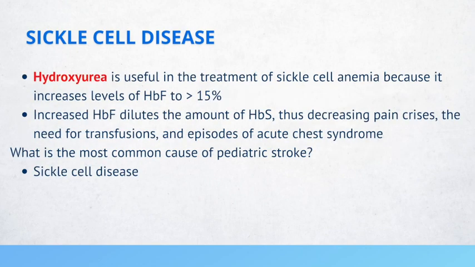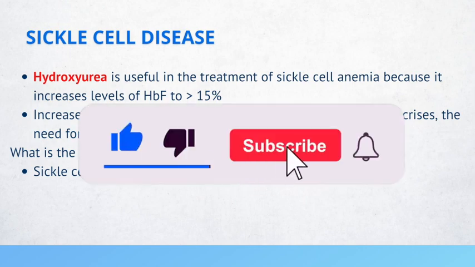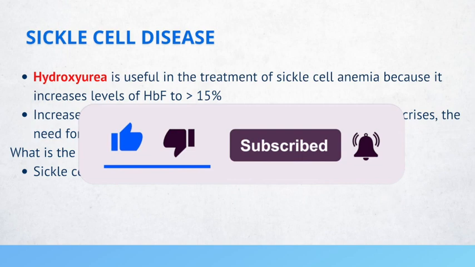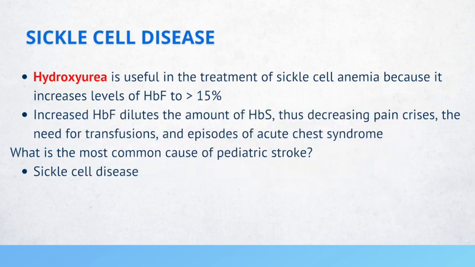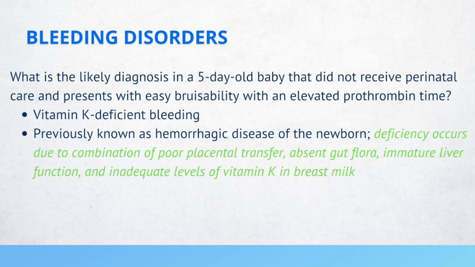Hydroxyurea is useful in the treatment of sickle cell anemia because it increases the levels of hemoglobin F to more than 15%. Increased hemoglobin F dilutes the amount of hemoglobin S, thus decreasing pain crises, the need for transfusions, and episodes of acute chest syndrome. What is the most common cause of pediatric stroke? Sickle cell disease. I can't stress enough how high yield this slide is. Take a moment and commit these facts to memory.